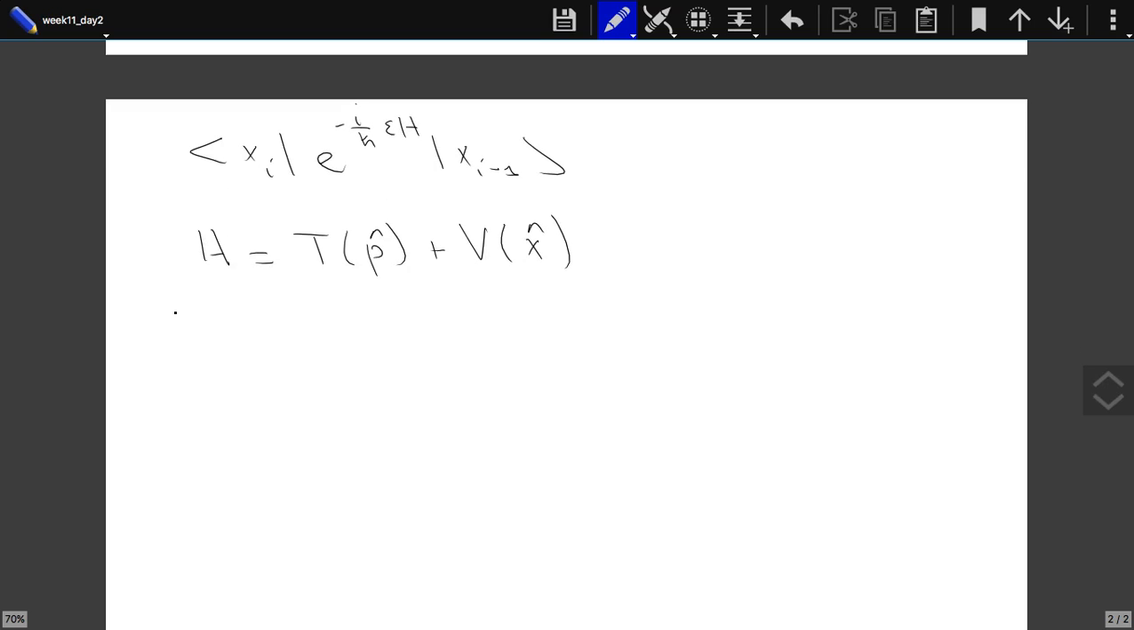Then, of course, we have in this exponent terms that depend on momentum and the coordinate. Now, since T and V do not commute, in general this is not equal to e to the power minus i over h bar epsilon (T plus V). In general, they are not equal to each other.